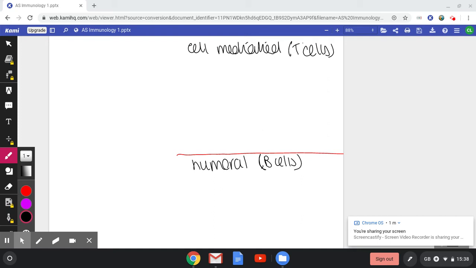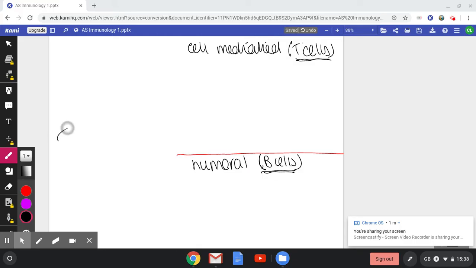So we have two responses here. We have a cell-mediated response and we also have a humoral response. Now the cell-mediated response involves T cells, whereas the humoral response involves B cells. Now T cells mature in the thymus gland, so T for thymus, and B cells mature in bone marrow, so B for bone marrow.